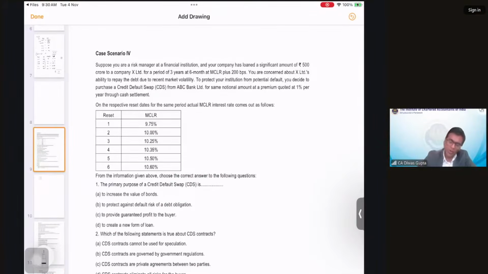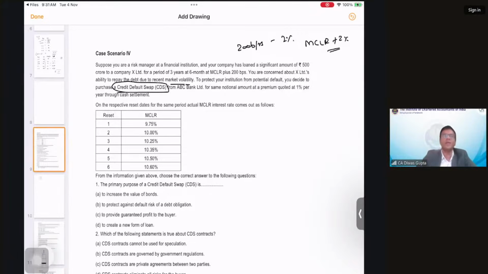a significant amount of rupees 500 crore to a company X Limited for a period of 3 years at 6 months at MCLR plus 200 basis points. MCLR is a benchmarking rate. 200 bips means 2%. So whatever is MCLR plus 2% is what you have given a loan. You are concerned about X Limited's ability to repay the debt due to recent market volatility. To protect your institution from potential default, you decide to purchase a credit default swap.